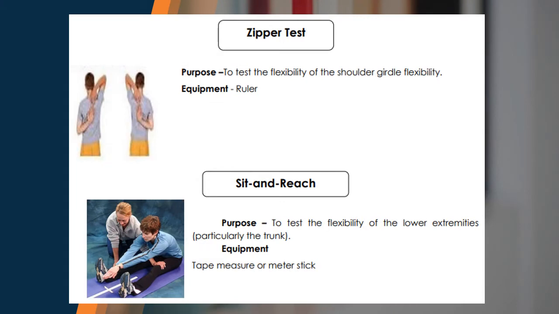Zipper test. The purpose of this test is to test the flexibility of the shoulder girdle. Equipment is the ruler. Sit and reach. The purpose of this test is to test the flexibility of the lower extremities, particularly the trunk. Equipment: tape measure or meter stick.